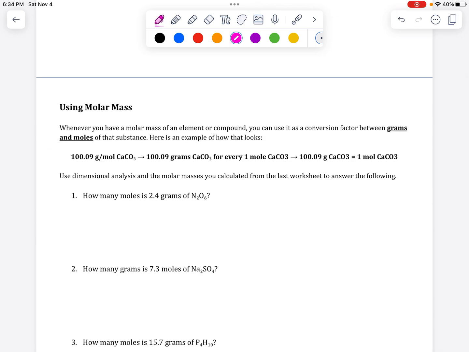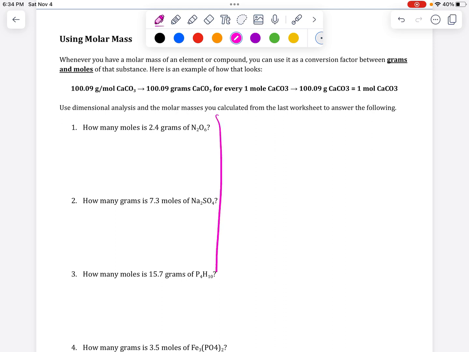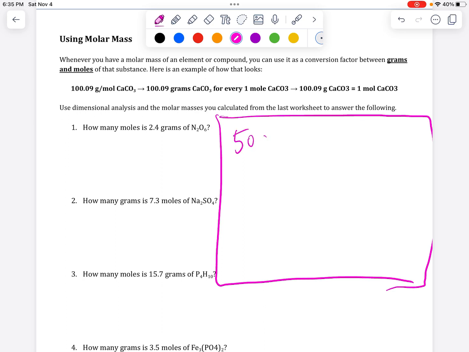Now, using those molar masses that we just found, how can we do some calculations? I'm going to do an example question here that is not part of this worksheet, but it's fine. It'll help us learn. Let's say I had 50 grams of water, and I want to find out how many moles of water that is. So I'm going to go from 50 grams of water to how many moles of water that makes up. First and foremost, what you're going to have to do is find the molar mass of this water compound.